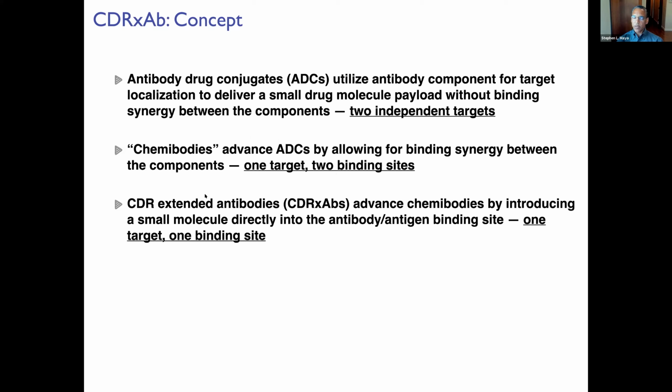What we're after is an advance on top of the Chemibodies, which is what we're calling CDR Extended Antibodies. As you might imagine, given the name, the small molecule is covalently attached to one of the CDR residues and is involved directly in the antibody-antigen binding interface. So in this case, there's one target and one binding site, and the objective is to achieve a high degree of synergy between the components in the system.